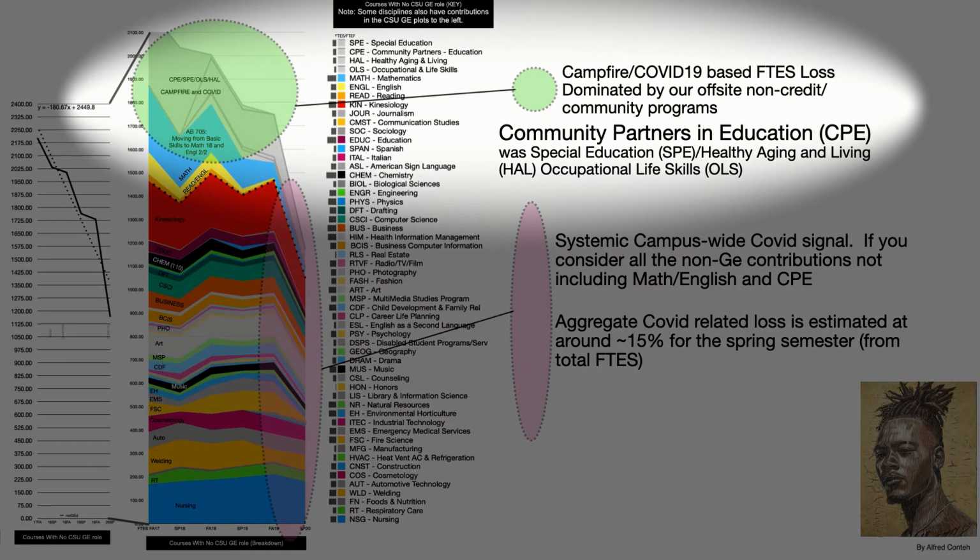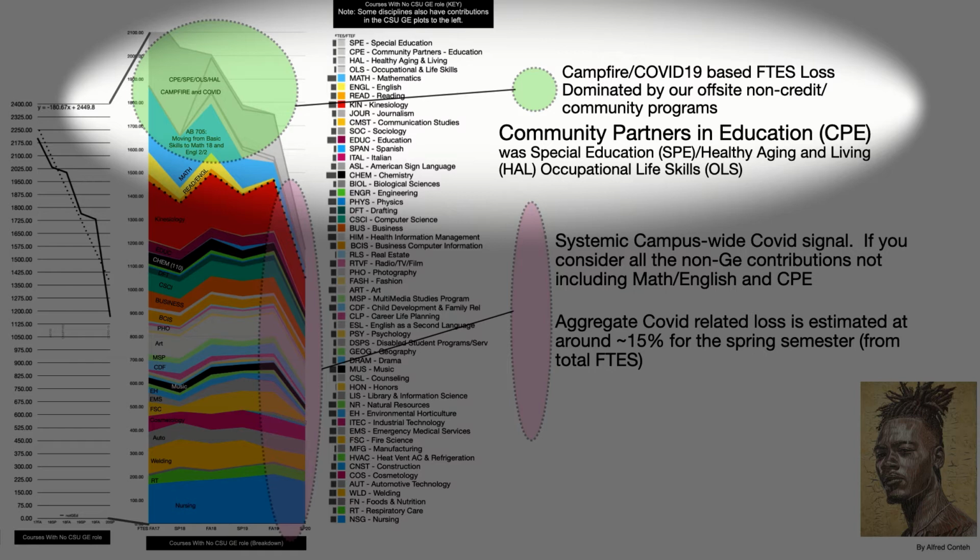First, we're going to focus on the community partners and education contributions to our FTES. This used to be special education, and I've put in healthy aging and living and occupational life skills. You can see on the top part where there's gray and the lines are separated out, you can see the switch that happened from special education on the left to community partners and education on the right.